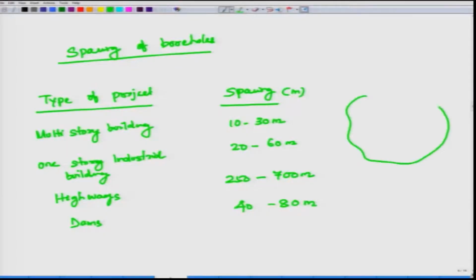So, what type of project is it? If it is a multi-story building, 10 stories or maybe more, you can go for 10 to 30 meters. The boreholes will be here, here, 10 to 30 meters apart. If it is a one story industrial building, 20 to 60 meter spacings. Highways, generally continuing, 250 to 700 meters, dams 40 to 80 meters. These are all thumb rules.